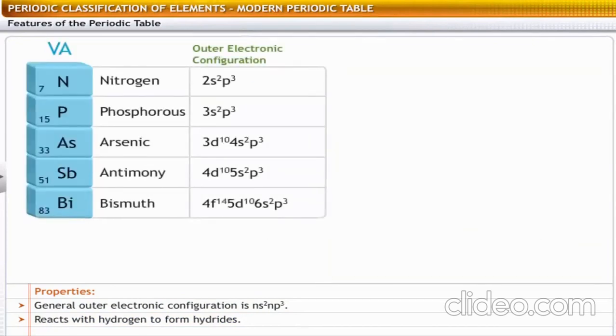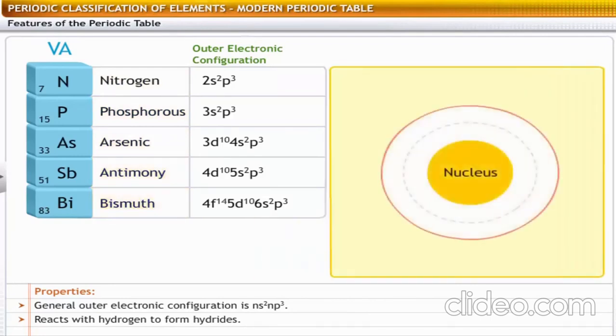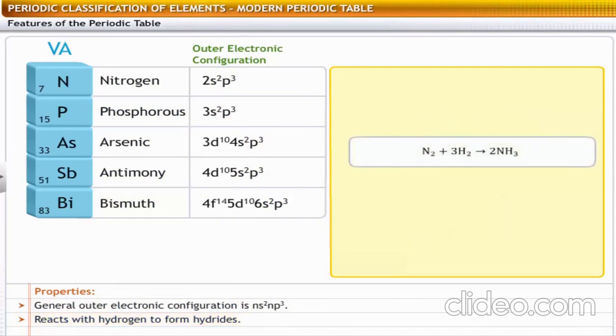Next is group 5. The elements in group 5 of the periodic table are nitrogen, phosphorus, arsenic, antimony, and bismuth. These elements contain 5 valence electrons and hence their general outer electronic configuration is Ns2Np3. These elements react with hydrogen to form hydrides. For example, nitrogen combines with hydrogen to form ammonia gas. Similarly, arsenic combines with hydrogen to form arsine.